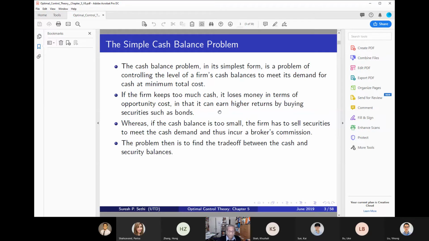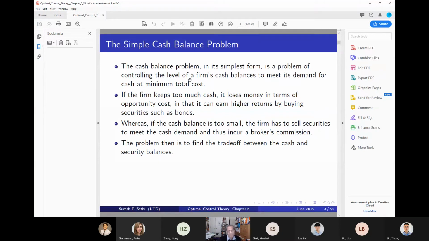On the other hand, if the cash balance is too small, then I have to sell securities many times to meet the cash demand and incur broker's commission every time I do that. So the trade-off is between cash and the security balance. Given a demand, how much money I should keep in cash and security balance.